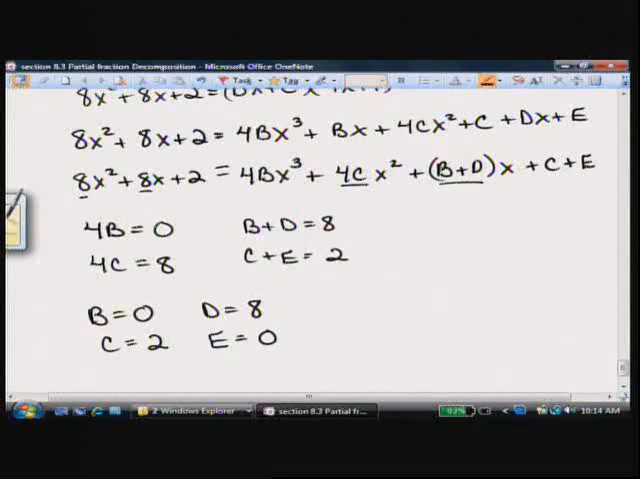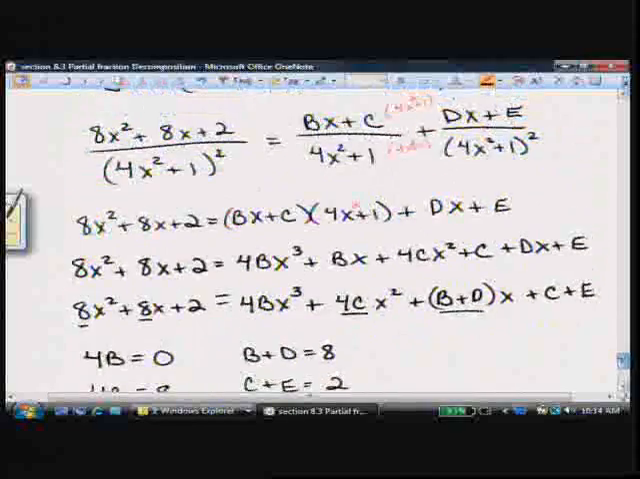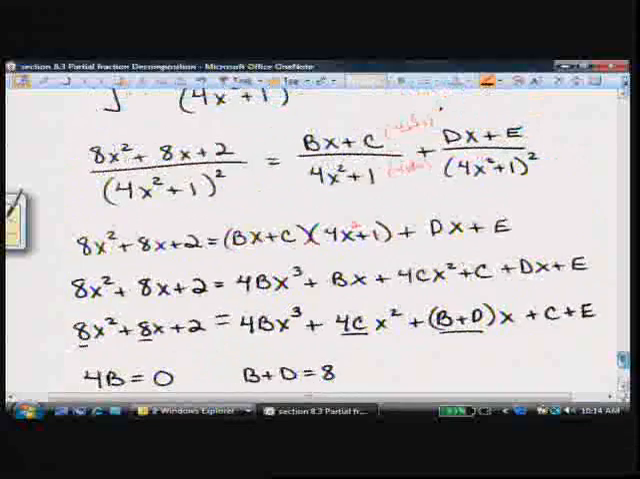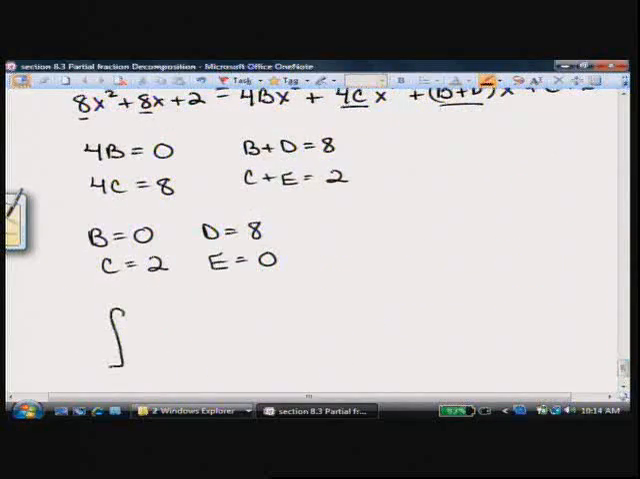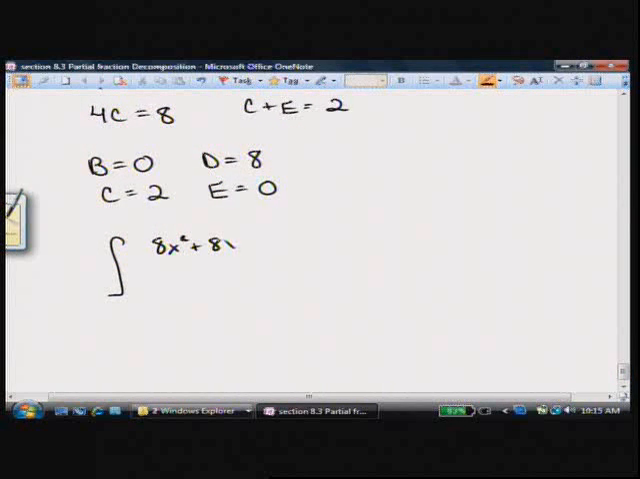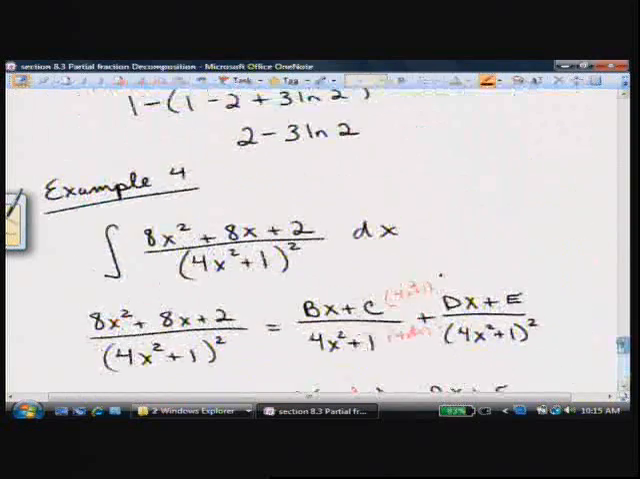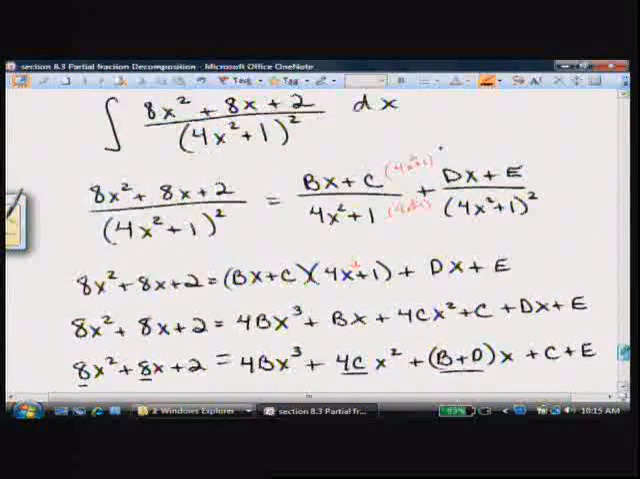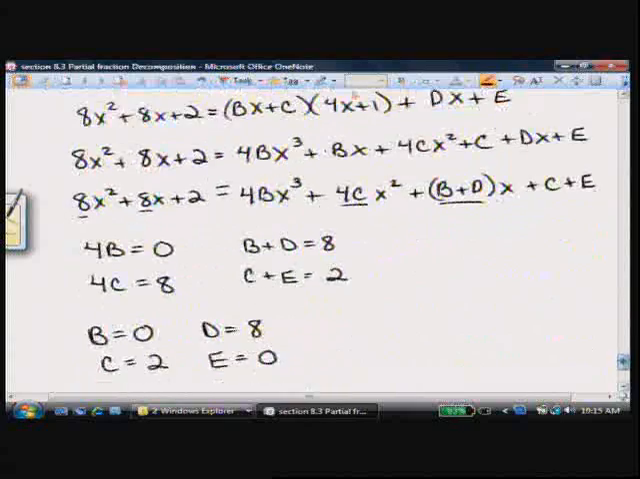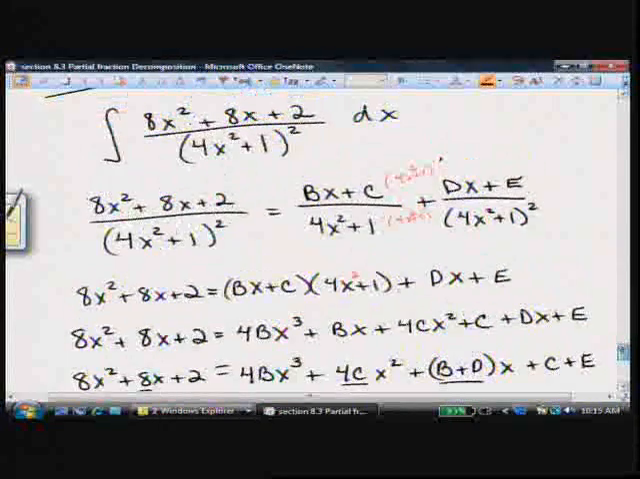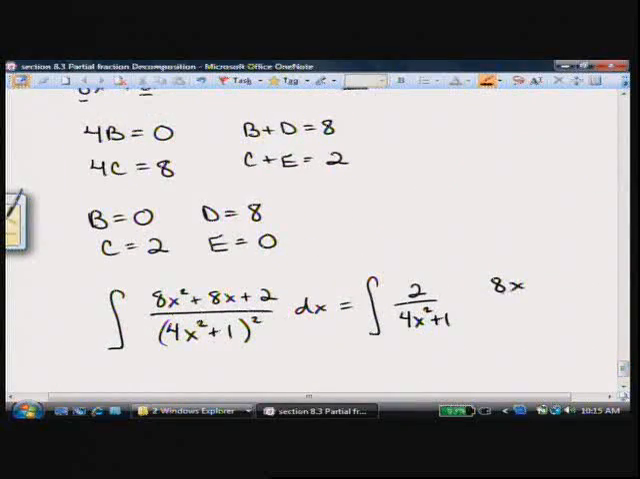So we should get then back up here 2 over 4x squared plus 1, and 8x over 4x squared plus 1 quantity squared. So this integral, which was 8x squared plus 8x plus 2 over 4x squared plus 1 quantity squared, can be thought of as 2 over 4x squared plus 1 plus 8x over 4x squared plus 1 quantity squared dx.